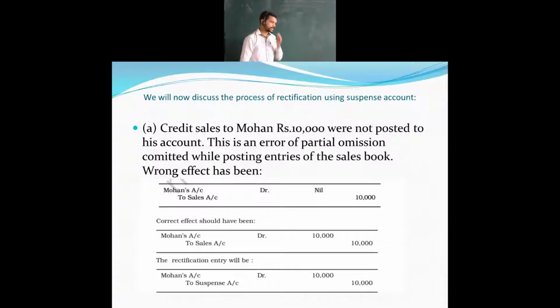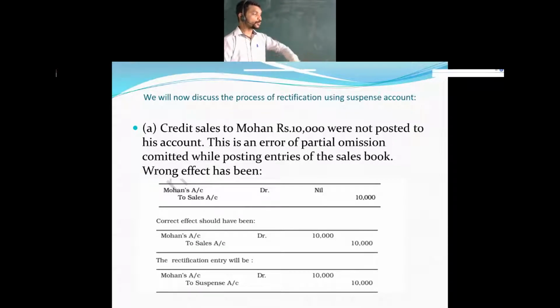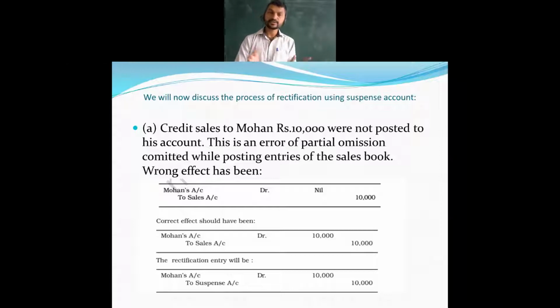The first point says that the credit sale to Mohan, that is, the sale took place on a credit basis, not a cash transaction, of rupees 10,000, was not recorded in his account. The journal entry is passed, but the amount is not recorded in the account. It is a partial omission. Just by the sentence you have to understand that not posted means it is not posted in the ledger account, which means the journal entry has taken place.